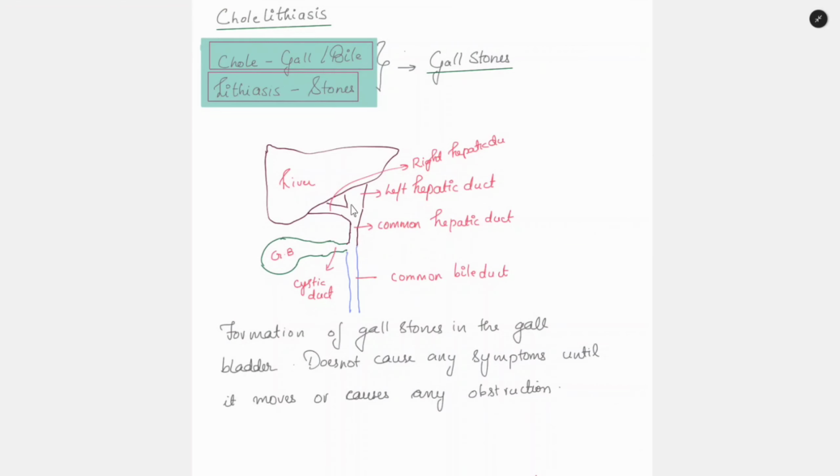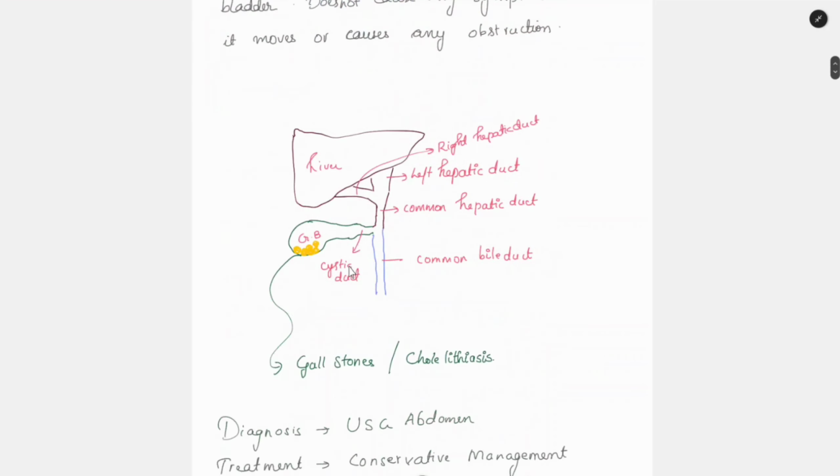The liver, through the left hepatic duct and the right hepatic duct, forms the common hepatic duct. The cystic duct joins the common hepatic duct to form the common bile duct. So until the gallstones start moving through the cystic duct or start obstructing the cystic duct, or start moving through the common bile duct or obstructing the common bile duct, in all these conditions the patient starts experiencing pain and other symptoms like nausea, vomiting, etc. So cholelithiasis, as it is, doesn't cause any symptoms. Hope you understood what is cholelithiasis.